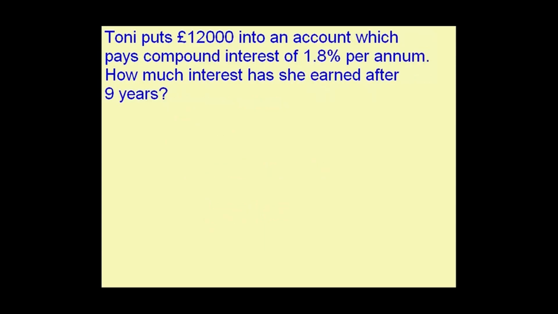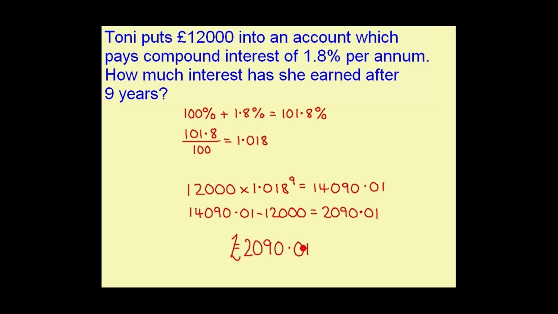Here's another question for you to try. This one's got a slight change in it. You're being asked how much interest she's earned after 9 years. Press pause and have a go. When you're ready, press play. Here's the answer. First of all, I worked out the amount of money that was in the account at the end of 9 years, and then took off the original amount of money she invested to give me the amount of interest earned. So this is the final answer.